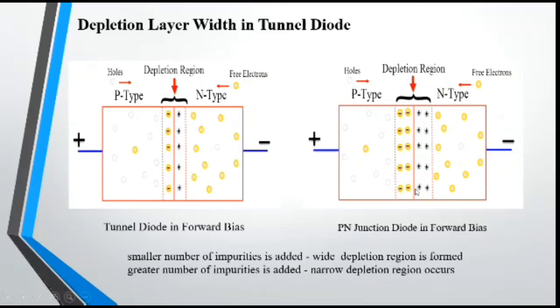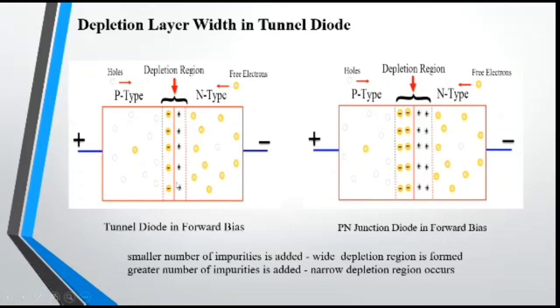To increase electrical conductivity of the p-type and n-type semiconductor, impurities are added. A wide and big depletion region is formed when a smaller number of impurities is added to a PN junction diode. At the same time, when a greater number of impurities is added, the depletion region narrows. The p-type and n-type semiconductors are heavily doped in a tunnel diode due to a greater number of impurities. Heavy doping results in a narrow depletion region.